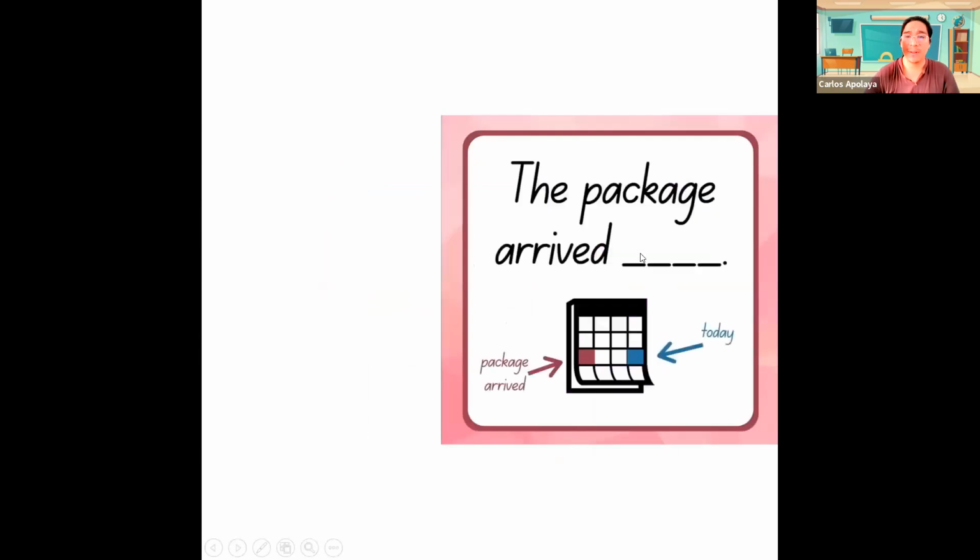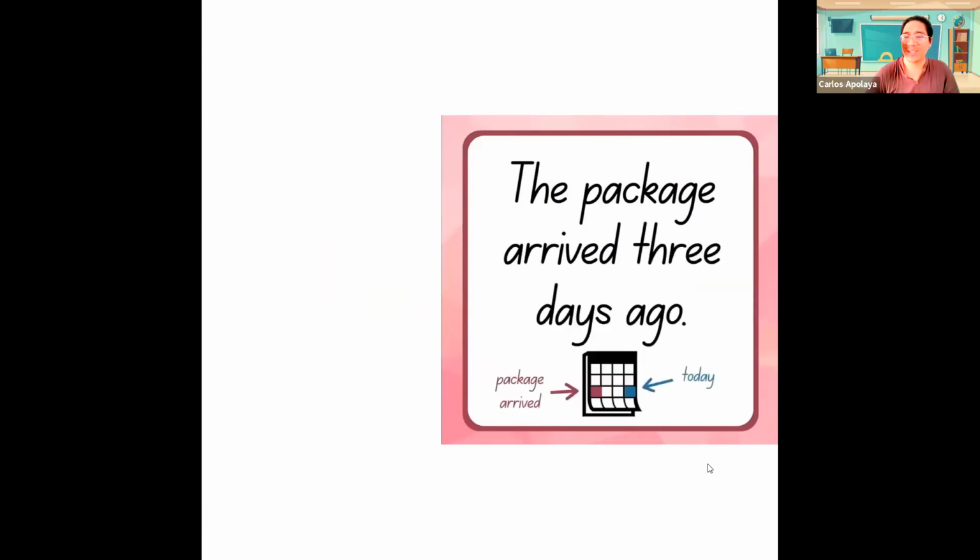Adverbs of time. Look at this. In Spanish, well, I heard people making this mistake. They say the package arrived how many days ago? How many days ago? 3 days ago, yes, perfect.